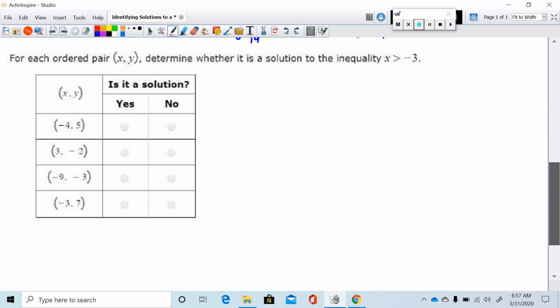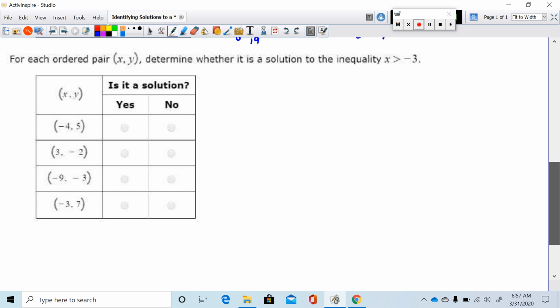Okay, the next one. Oh, x is to the right of negative 3. So negative 3 is my reference point. And because this is going to the right, I want to go to the right. Okay, so you're literally just looking at the x value and seeing if that's to the right. So negative 4 would be over here. Well, that's not to the right.